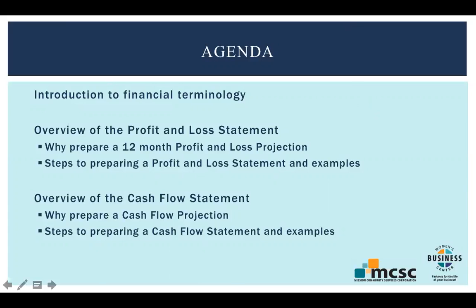And then we're going to go into a 12-month profit and loss projection and show you what that looks like, steps to preparing them, and a couple of examples. And then we're going to go over the cash flow statement. So why prepare a cash flow projection, and then the step-by-step how to prepare them. So let's get started.